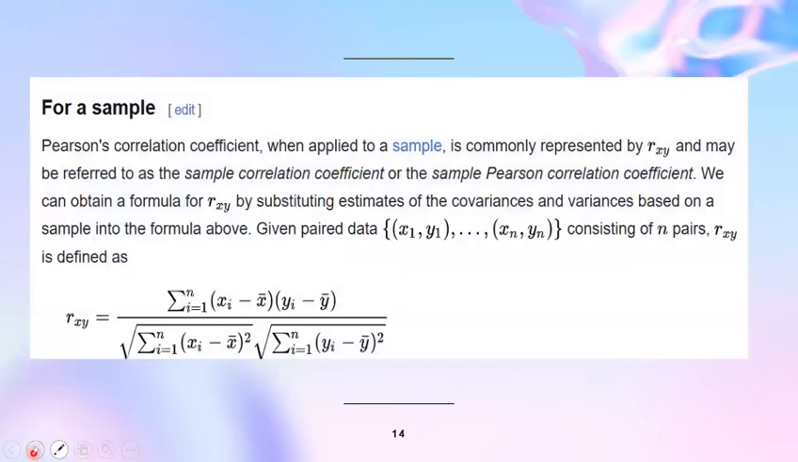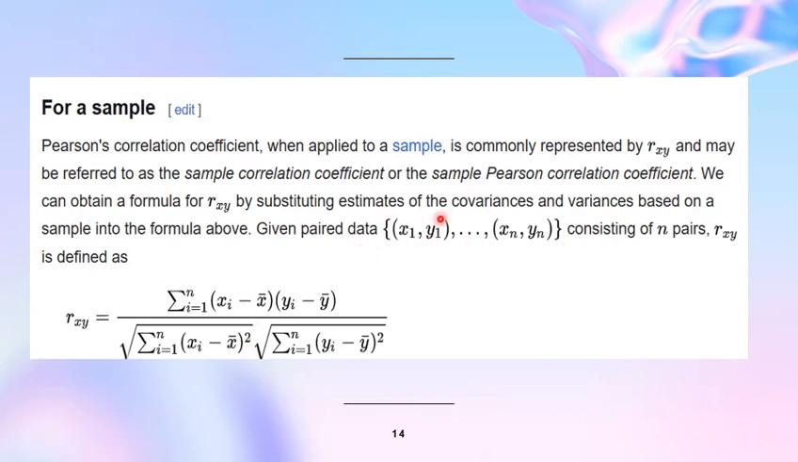So for a sample, how are we going to determine Pearson's correlation coefficient? It is commonly represented by r_XY, or simply r, and may be referred to as the sample correlation coefficient or the sample Pearson's correlation coefficient. We can, by this equation, obtain a formula for r_XY by substituting the estimates of the covariances and variances based on the sample into the formula, which is given here.